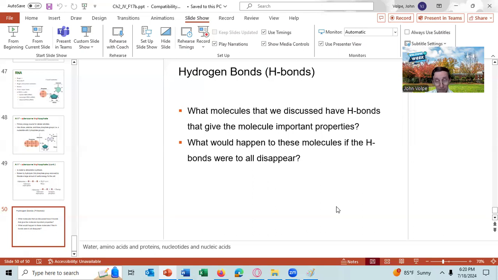If all the hydrogen bonds would disappear, there would not be 2 strands of DNA. You'd only have a single strand of DNA. And obviously, if all the hydrogen bonds in water were to disappear, we would not have liquid water, we would have steam. All right, any questions about this lesson? If not, that's it.